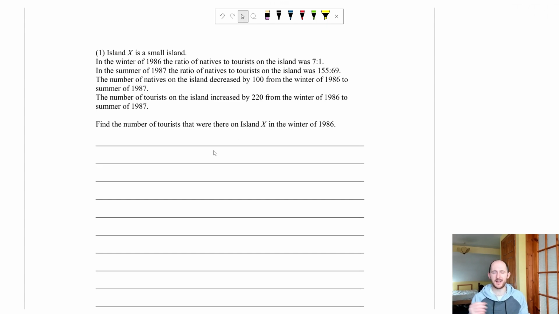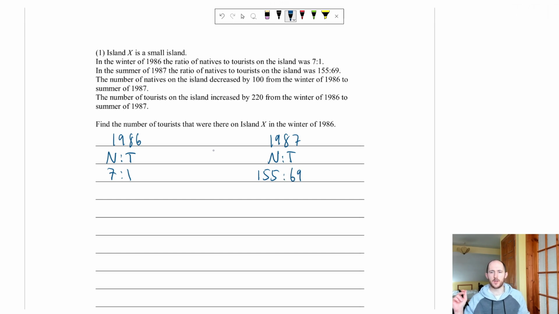So what I'm going to do is write out the information in a way that makes a bit more sense. So I'm going to write 1986 and 1987, just to look at the overall change. And then I'm going to write natives and tourists as N and T. So the natives to tourists in 1986 was 7:1. And in 1987, again natives to tourists, it was 155 to 69.